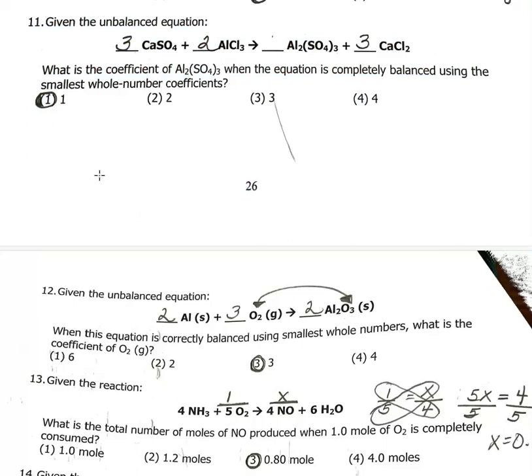Given the unbalanced equation, I'm going to tell you how I balanced this. I first looked and saw that Ca appears once on both sides. The SO4 appears once on the left and 3 times on the right. So I put a 3 in front of the CaSO4 on the left. That gave me 3 SO4s, but it also changed my Cas. I now have 3 Cas.